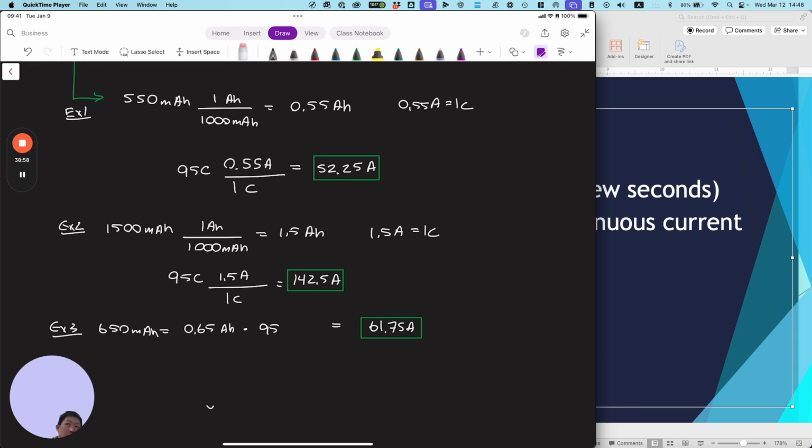It's not percent, you just multiply by that number. 95C, just multiply times 95. Because C equals 0.65 amp. That's basically doing the same math. Eventually it'll come a lot faster. So there you go. So do you get C then?